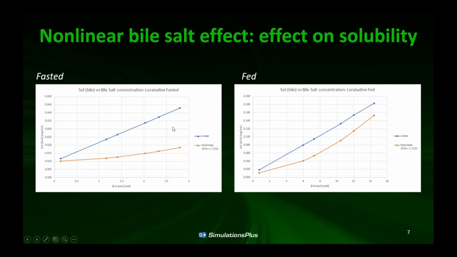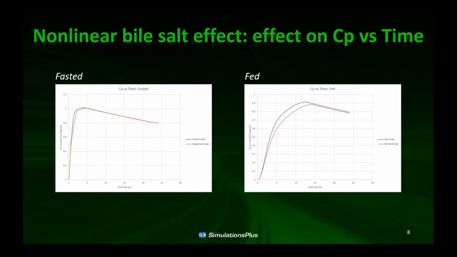And with this nonlinear model, we find the calculated solubility in both fasted and fed conditions is lower than the linear model. How will this affect our simulation? In our simulated plasma concentration versus time profile, we can also see the fasted and the fed condition. The simulation with the linear model shows a higher Cmax, and the whole line is higher than the nonlinear model.